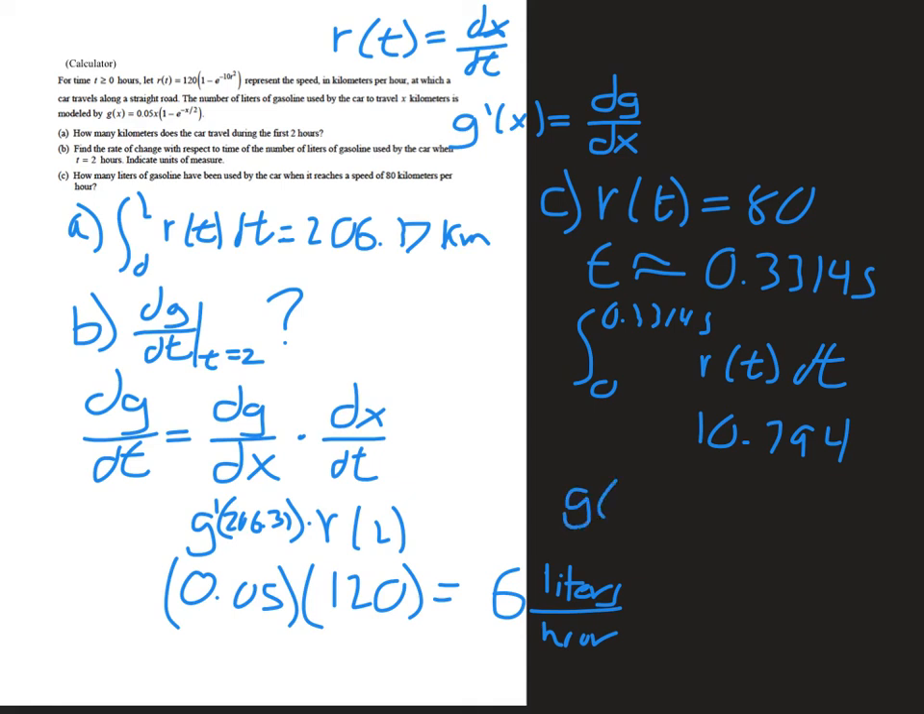So I need g of 10.794. When I do that on my calculator, I get 0.537 liters. So a tricky one just because of how many units you've got to keep straight and deal with here. For the most part, you're just going from a rate to the net change, like in part A, or doing a little bit of finding a derivative at a particular point. But it's dealing with the units that make this one particularly challenging.